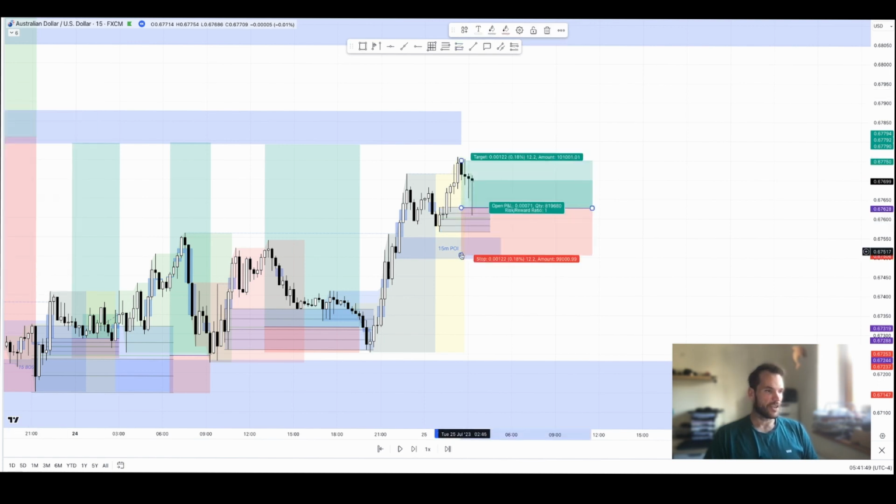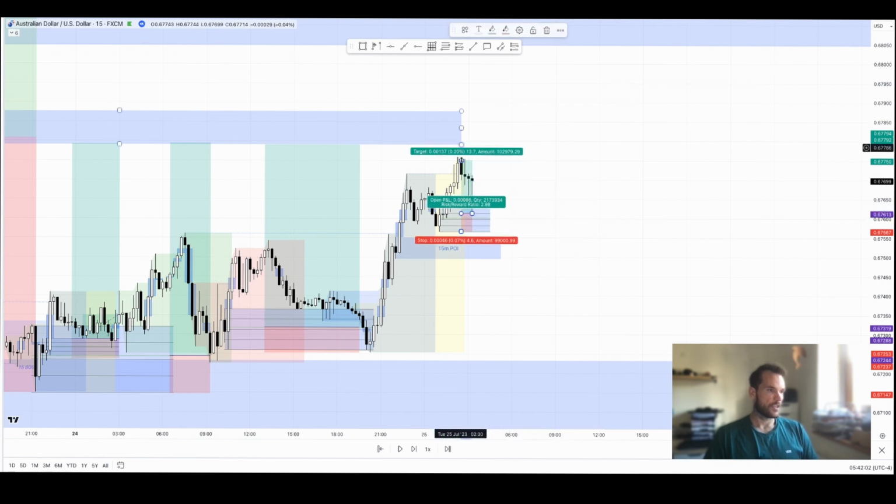Wonder if there would have been enough R&R into it to our target there. 6.1, so we go to the 25. And we would target the bottom of this supply area, this 15-minute supply. 4R, there's potential. Let's see if we would have played.